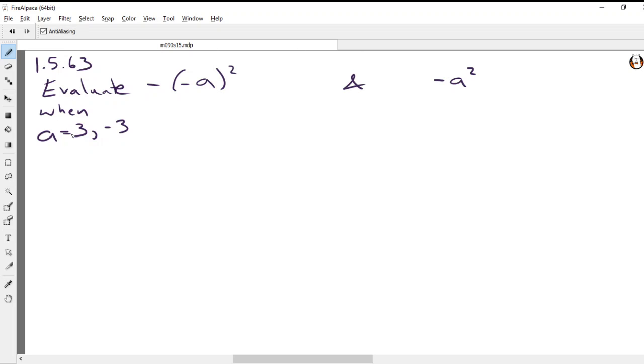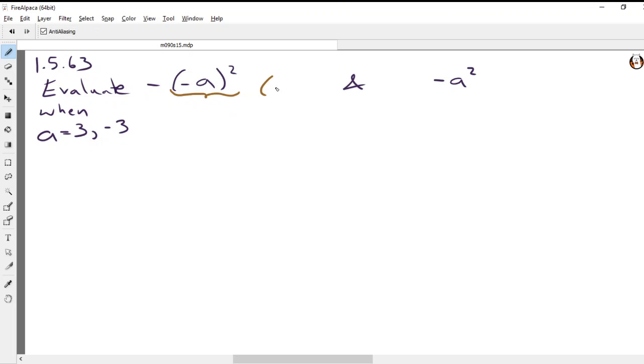Let's evaluate when a is equal to 3 and negative 3. So we're going to do these problems where we've got a whole mess of negative signs and exponents, and we're all concerned about the order. And I've got a negative times the square of negative a. And I want to take a look at this bit first.